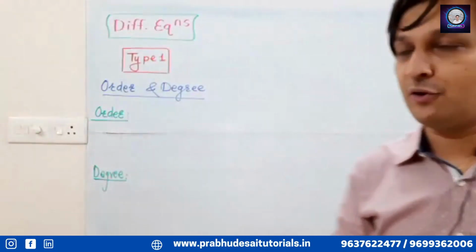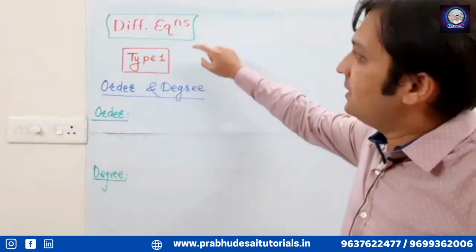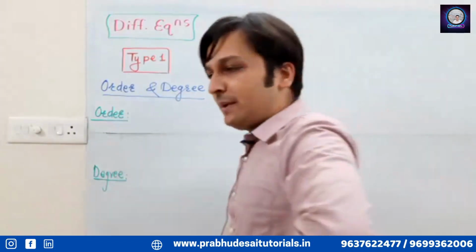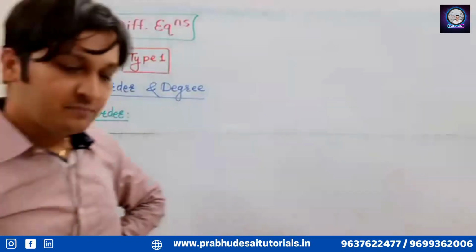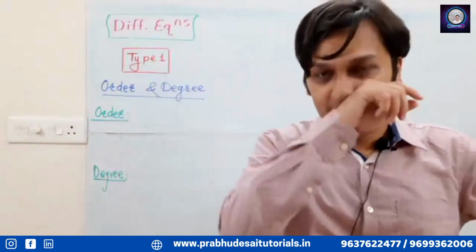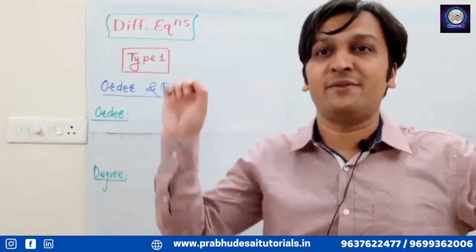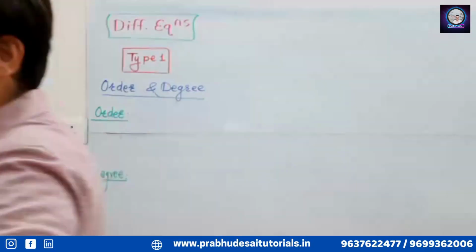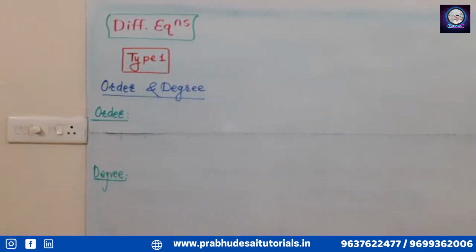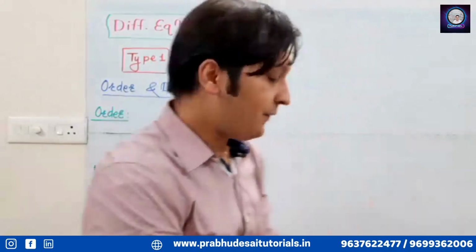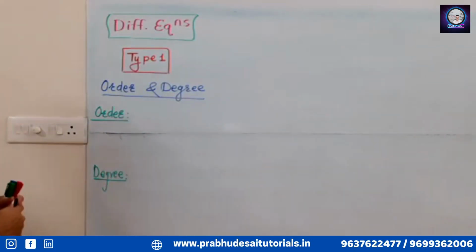So write in your notebook differential equations, type number 1, order and degree. What do you mean by order? Order means the order of derivative, that means the maximum number of derivatives taken in the differential equation. It is the order of the highest derivative occurring in the differential equation.